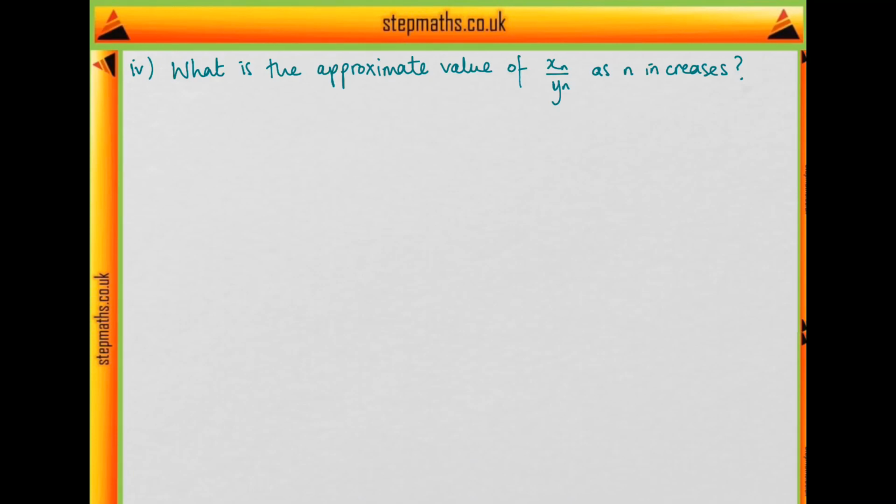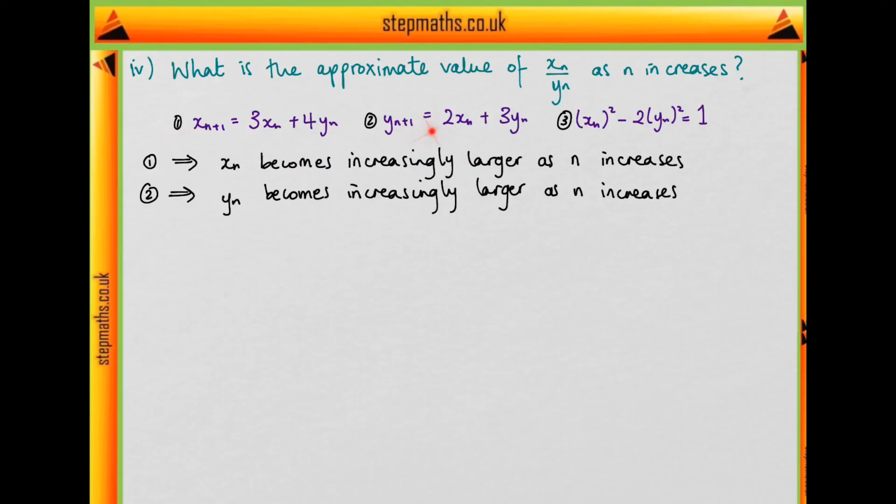Okay, and for part 4, they want to know what is the approximate value of xn over yn as n increases. Okay, so remember this is how we defined xn plus 1 and yn plus 1 in terms of xn and yn. And we also know that each xn and yn must satisfy this equation. So what do these tell us about the behavior of xn and yn as n becomes large? So if I say these are equations 1, 2, and 3, well, we can see from 1 and 2 that we're adding up positive terms. And so xn and yn are going to become larger and larger as n increases.